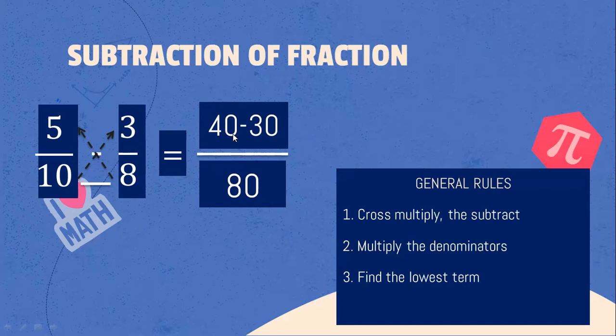Then let's simplify. 40 minus 30 is 10. Then we copy the denominator. Again, 40 minus 30 is 10. Then we copy the denominator. Do we have lowest term for 10 over 80?